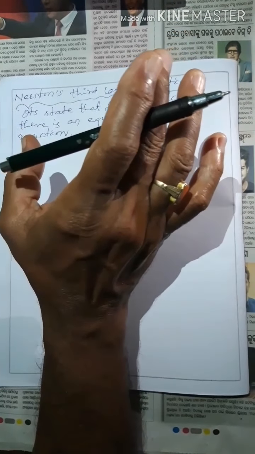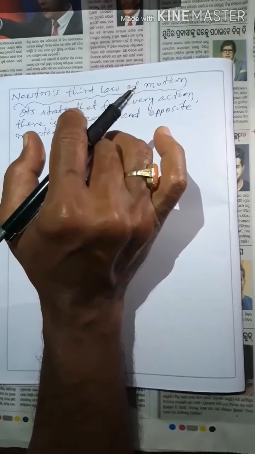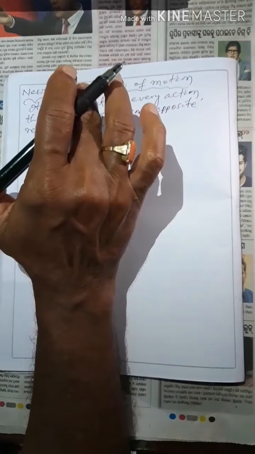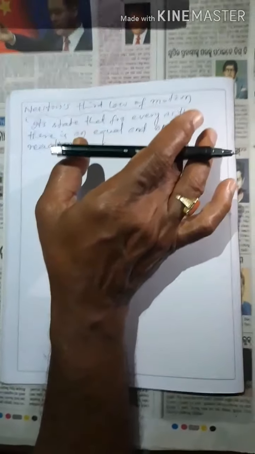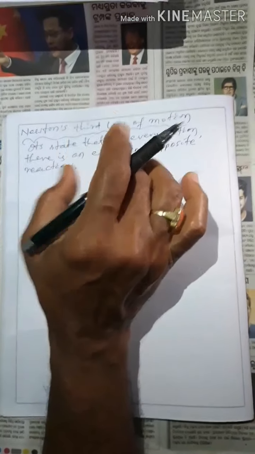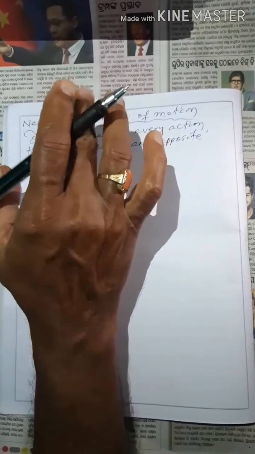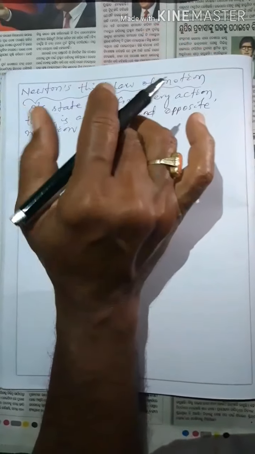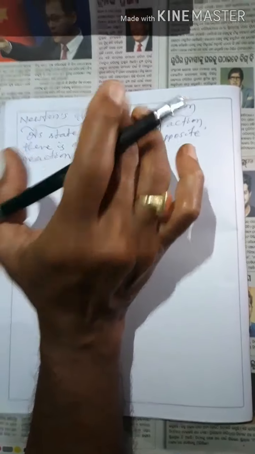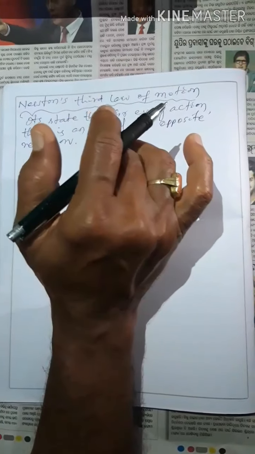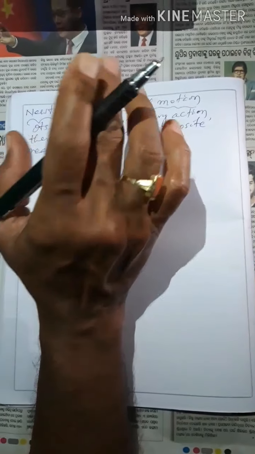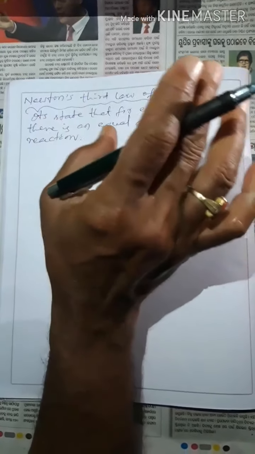If our palm exerts a force on the wall, what will happen? The wall also exerts an equal force on our palm. So action is on the wall and reaction is on our palm. Here there are two bodies: the first body is the wall, and the second body is our palm. So they cannot create an equilibrium.